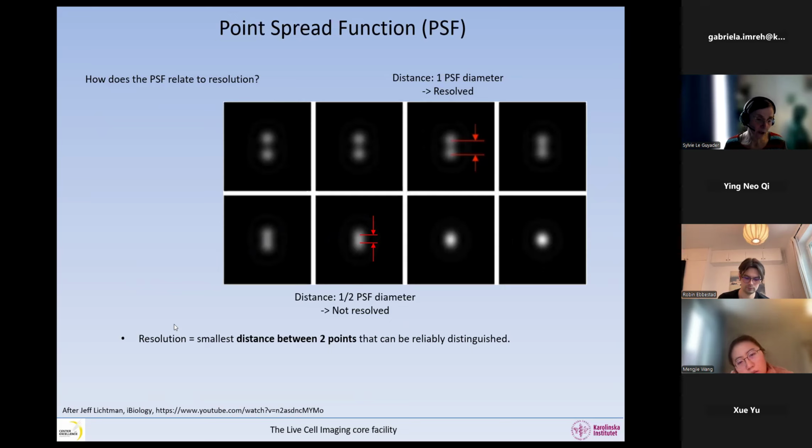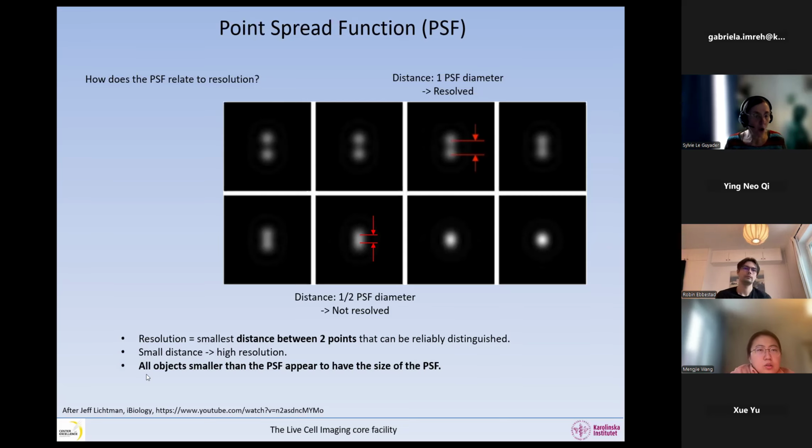So the resolution in the microscope is the smallest distance between two points that can be reliably distinguished. When we have a small distance, we have a high resolution. It's a little bit counterintuitive, but a small distance is a high resolution. So when we have two dots in the sample, they can be very close to each other and we can still resolve them. It means we have a small distance between them, but we have a high resolution.